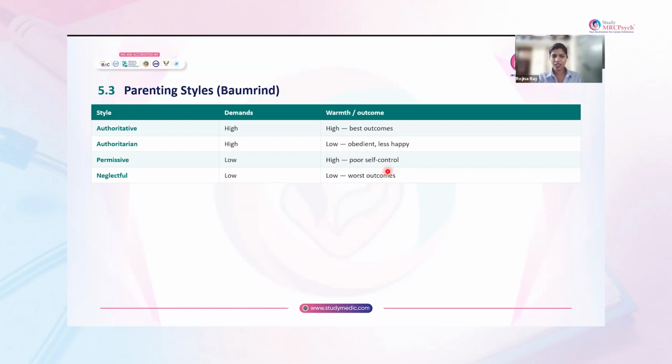The children reared by this type of parenting have a lack of self-control and they tend to be very impulsive. Now the fourth type is neglectful parenting, which is low on both axes. It is associated with the worst developmental and behavioral outcomes.